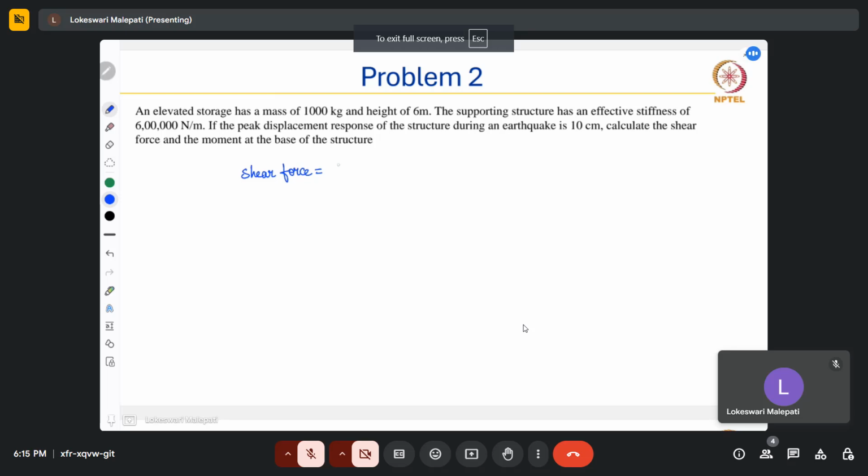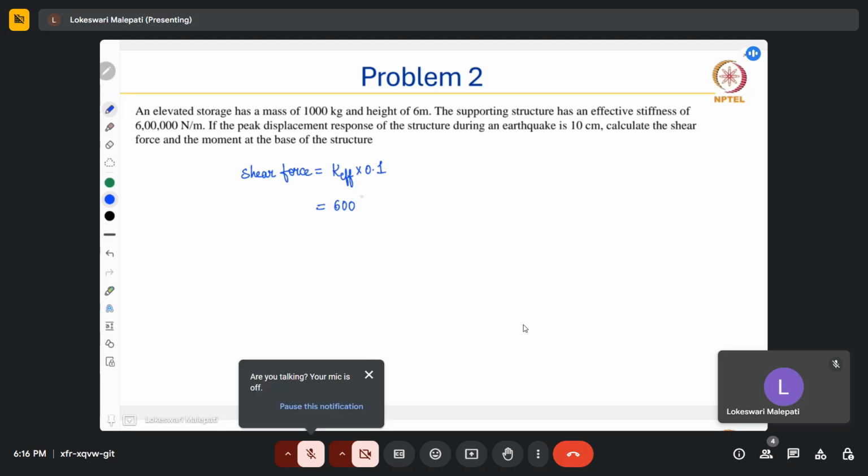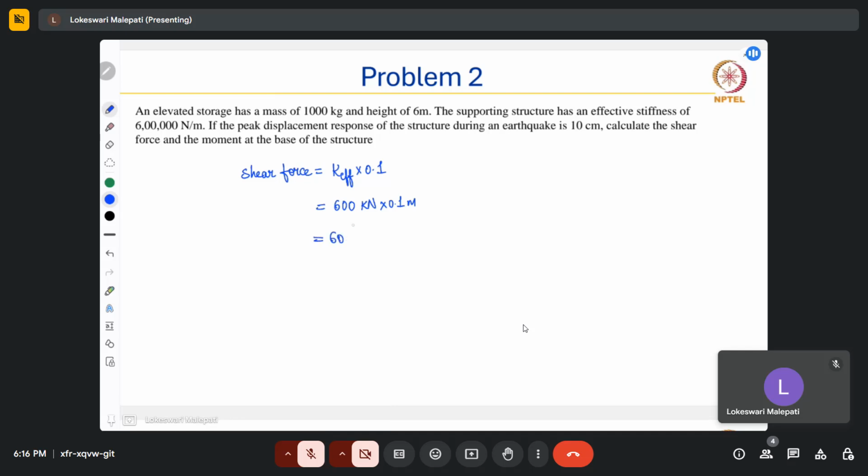So shear force is equal to K effective multiplied by the displacement, which is 0.1 meters. So it is 6,000 Newton. Okay. No, the effective stiffness is 600,000 Newton per meter or else 600 kilonewton multiplied by 0.1 meters. So this would be 60,000. So this 6,000 is 60 kilonewton. The shear force is 60 kilonewton.